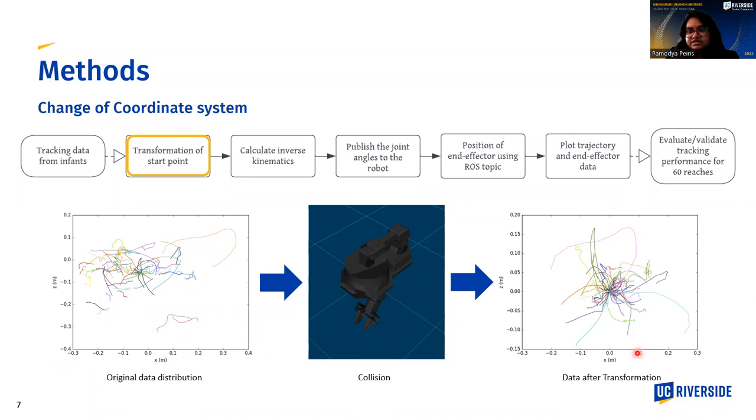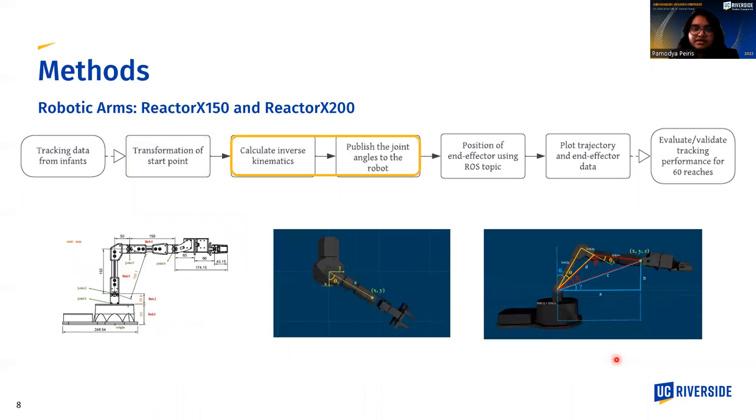Because of that, we transfer all the data to one point, which is 0, 0, 0. And then through trial and error, we figure out that the best starting position for the robot is x to be 0, y to be 15 centimeters, and z to be 20 centimeters. And after that, we calculate the inverse kinematics.